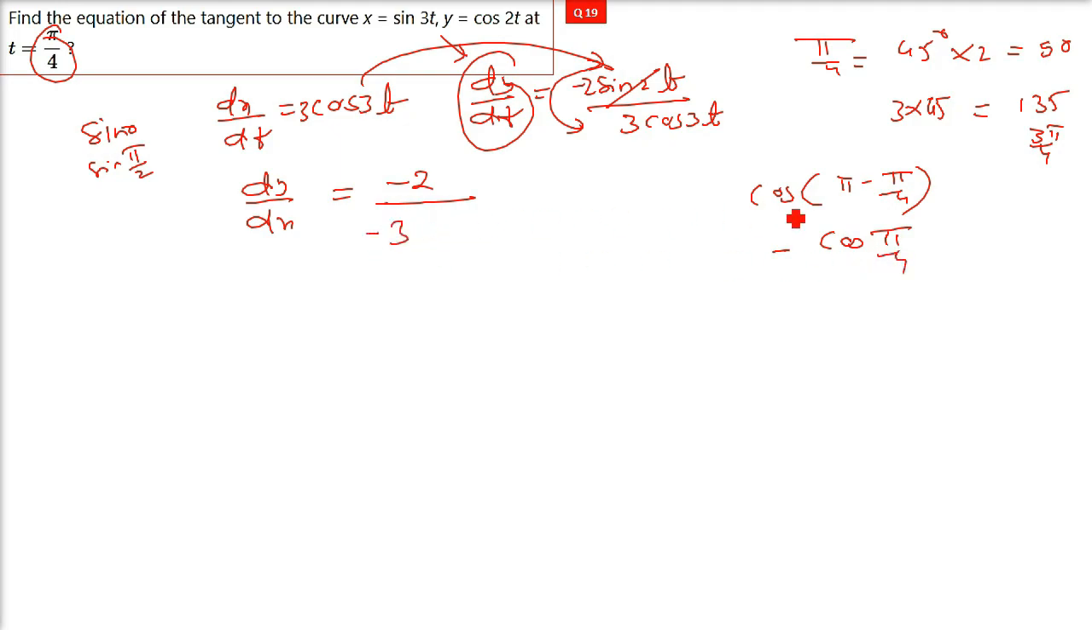Cos 45 degrees is 1 by root 2. So minus 3 times 1 by root 2 here. So the minus gets cancelled, and this is going to be 2 root 2 divided by 3. So this is your dy by dx.